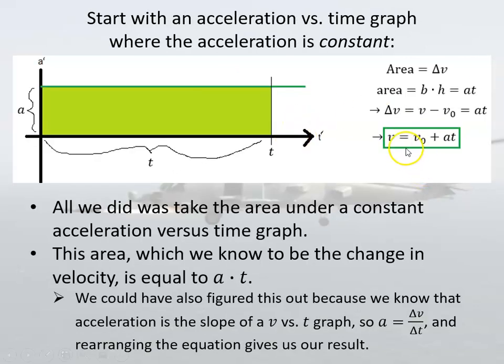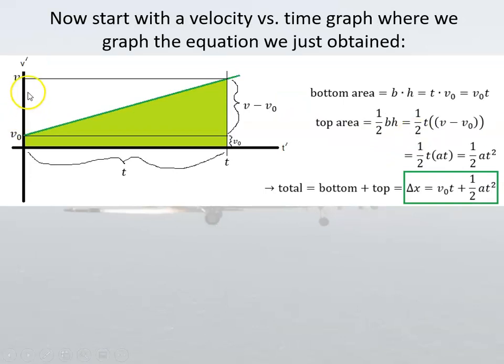Let's plug that equation into our velocity versus time graph. Again, our equation is v equals v naught plus at. Let's make a velocity versus time graph from that. I have v equals v naught plus at, so I started at v naught. I have a slope of a, so my slope is a. That's the big thing here. My slope is a. Or, well, what's the difference between my final velocity and initial velocity? Well, that's just v minus v naught. So I can figure out my displacement, again, by taking the area under this graph.